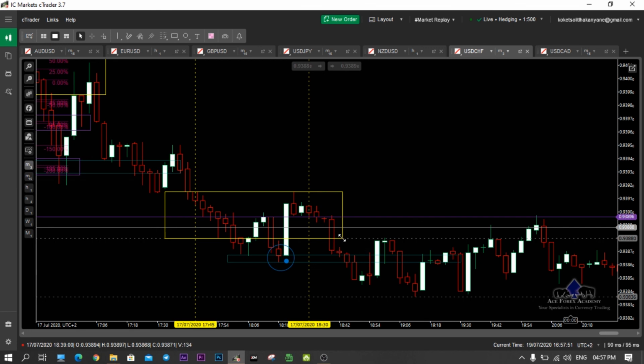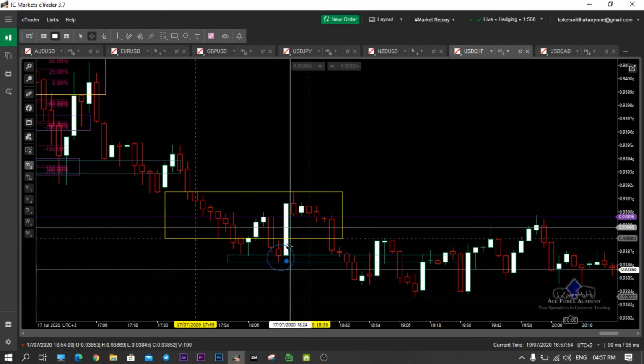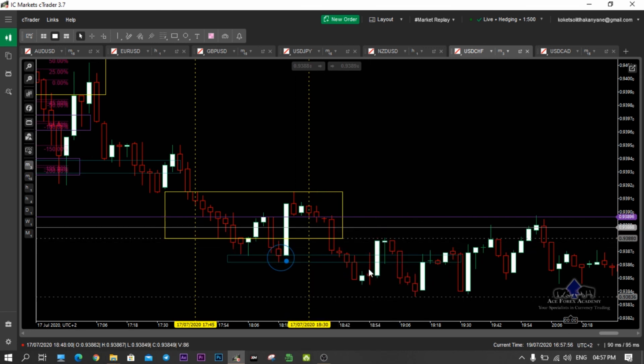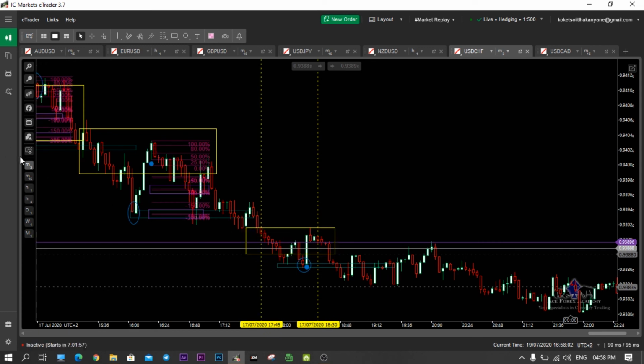Because we know that there's a chance that price might turn to the upside. So you wouldn't want to sell where the probability of turnaround is much higher. Okay, so we wouldn't have taken this particular trade.